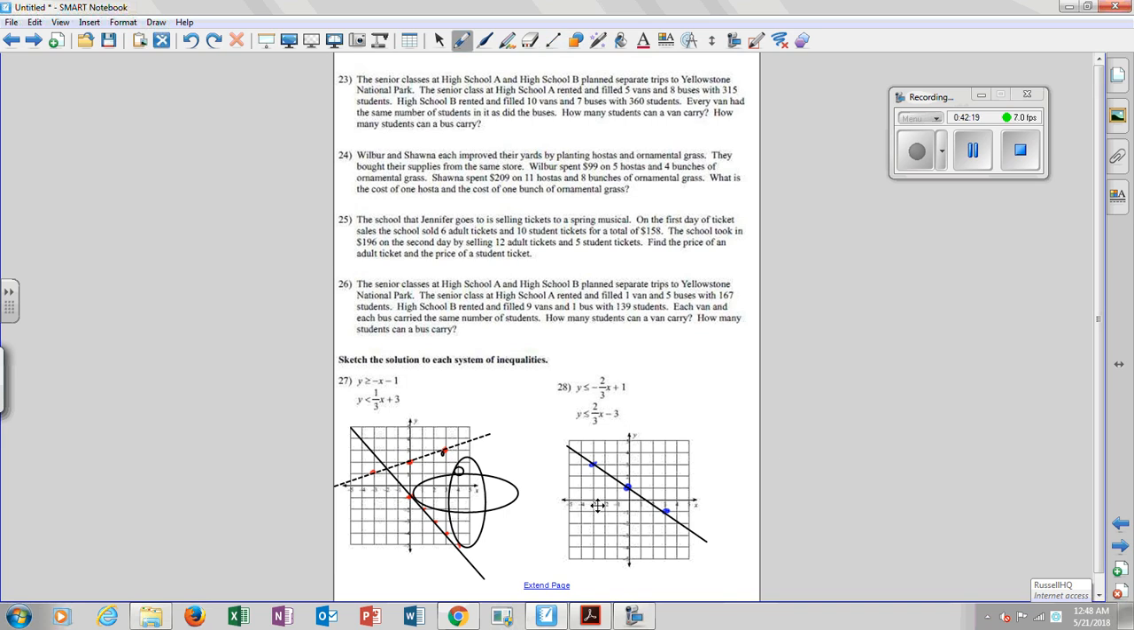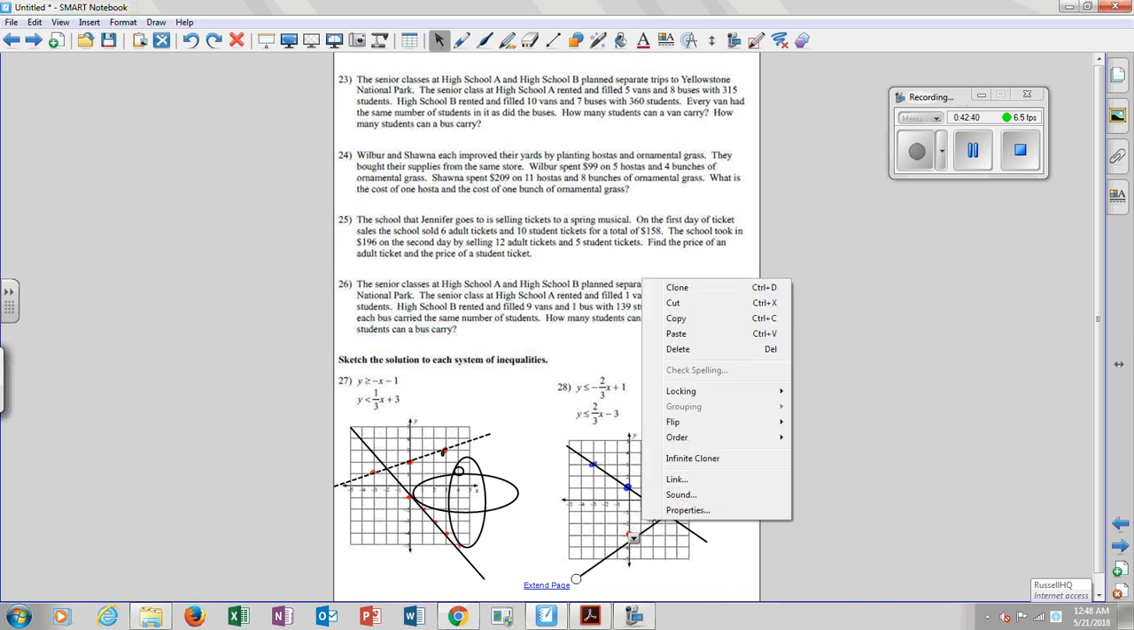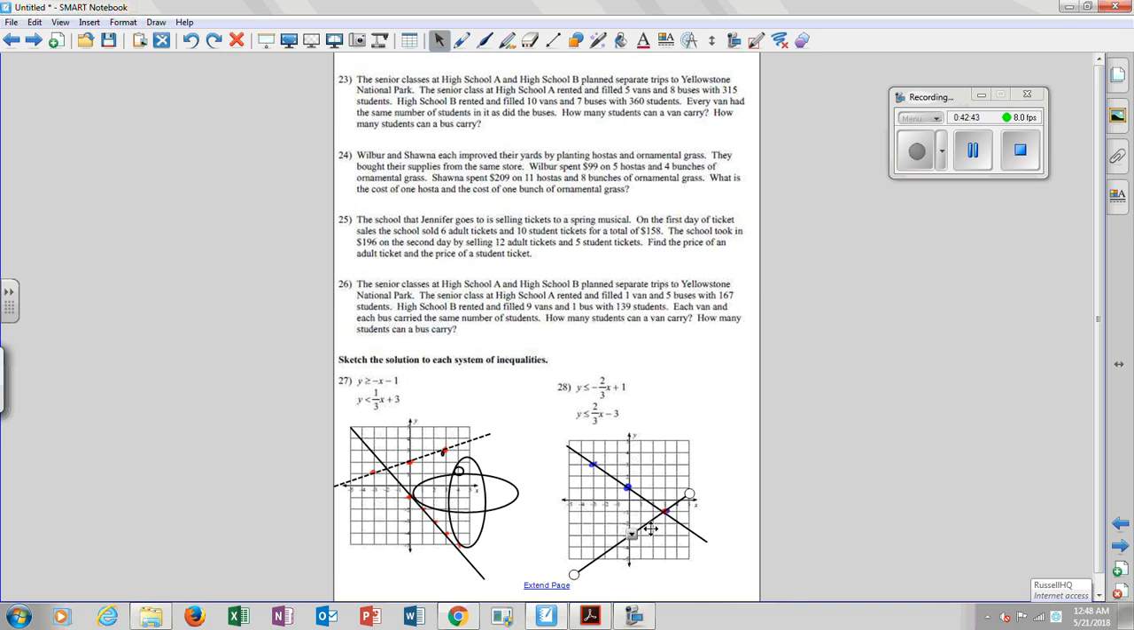Second one, go down 3, go up 2, and right 3. And then you're shading below that line as well. So if it's below this line and below this line, it's just this little area right in here.